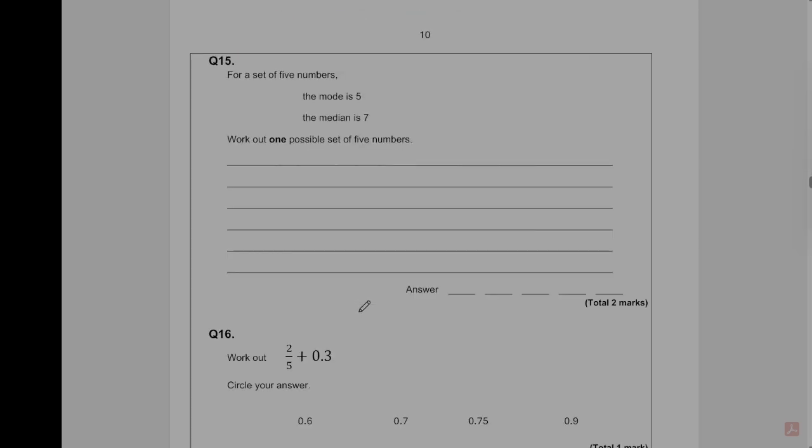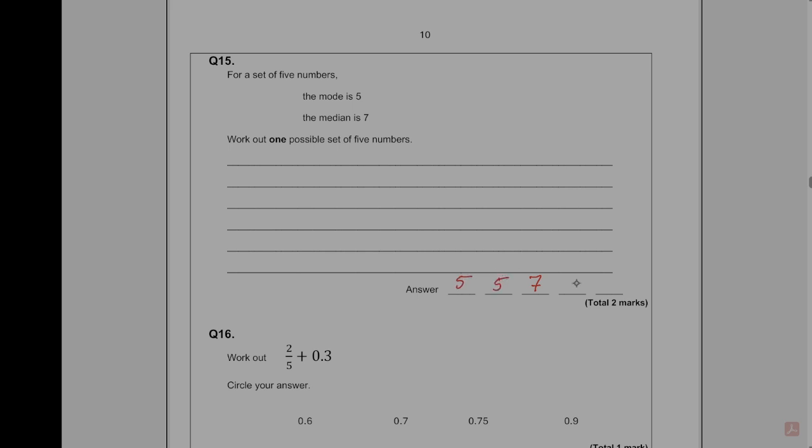Question 15. For a set of 5 numbers, the mode is 5, the median is 7. Work out one possible set of the 5 numbers. So the median is 7, that means that we must have a 7 in the middle. And then we must have 2 5s.